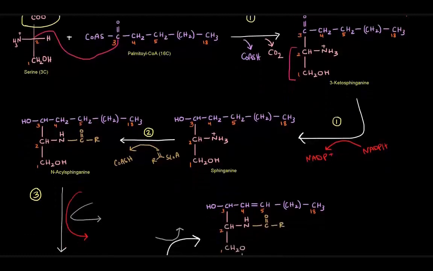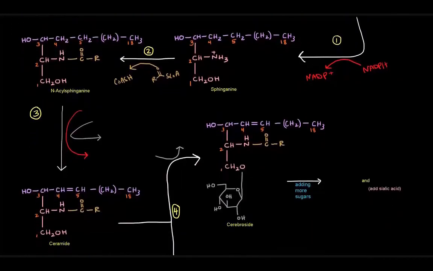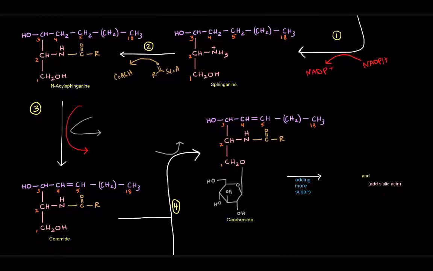Step 3 is going to be inputting the desaturation between carbons 4 and 5. So right here there's a single bond that we're starting off with. We need that to be a double bond. And the enzyme that's going to accomplish that is called a mixed function oxidase, which we've mentioned a couple times before. And that, of course, requires NADH as well as molecular oxygen. And that'll give us ceramide, which is the parent compound of sphingolipids.